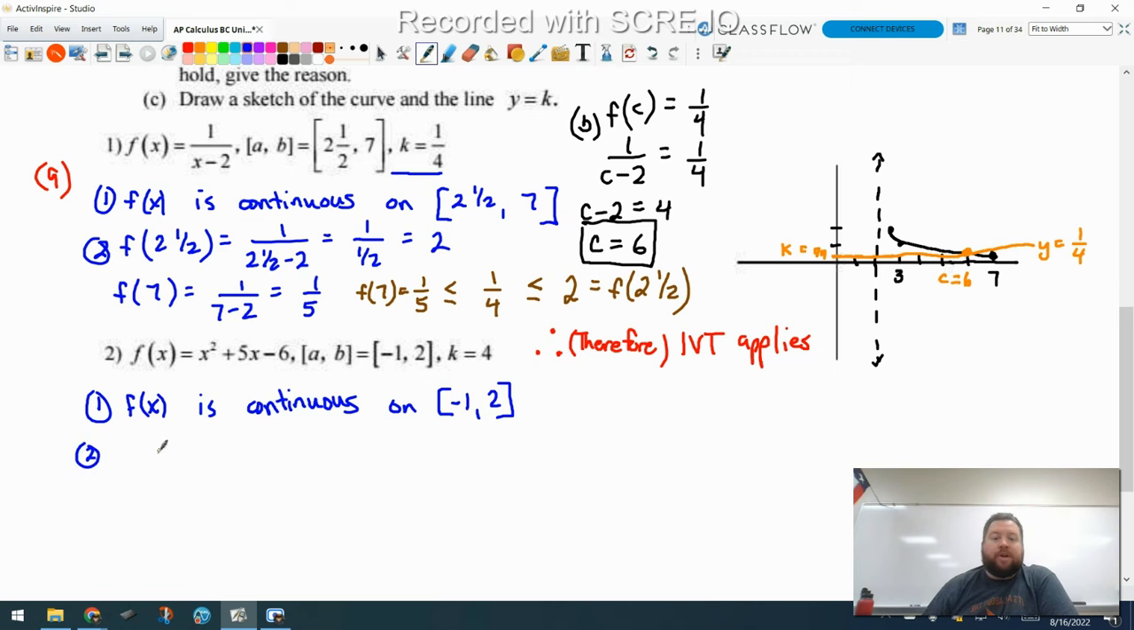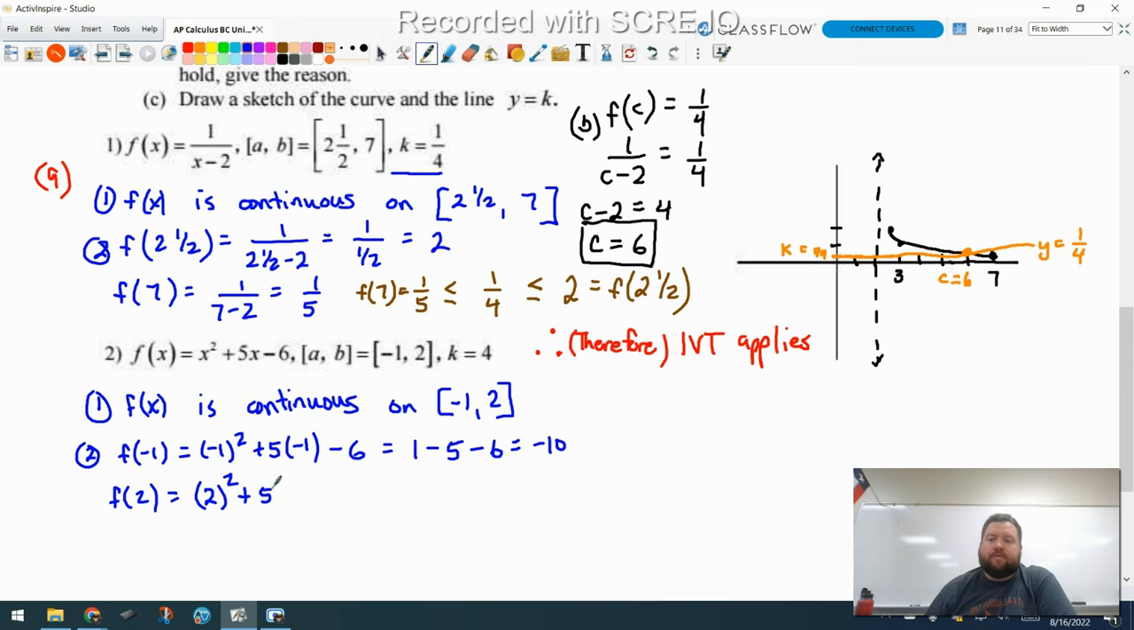All right, part 2, we need to find our y values. So we're going to do f of -1. So that's -1 squared plus 5 times -1 minus 6. That's 1 minus 5 minus 6. That's -11 plus 1 is -10. All right, then f of 2. 2 squared plus 5 times 2 minus 6. So that's 4 plus 10 minus 6, which is 8.